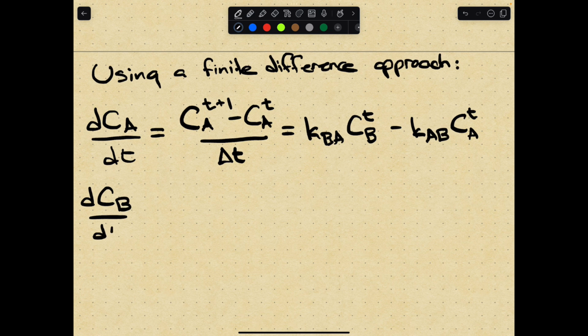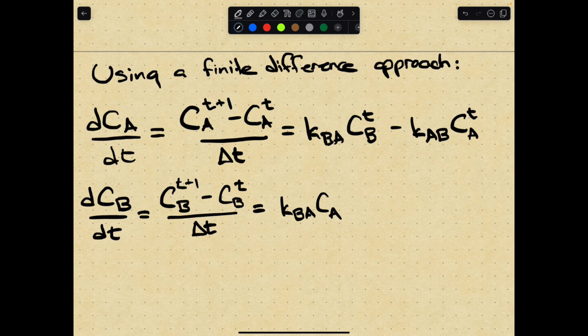dCB by dt is going to equal carbon in the biosphere at time t plus 1 minus carbon in the biosphere at time t divided by delta t, and that's equal to KAB times CA at time t minus KBA times C sub B at time t. Okay.